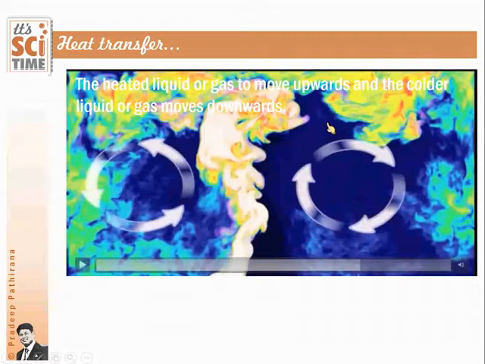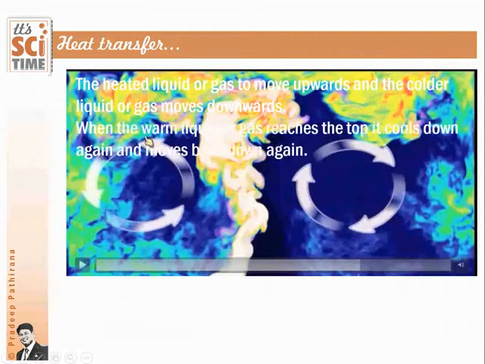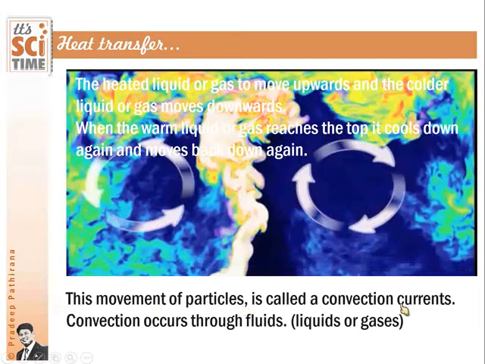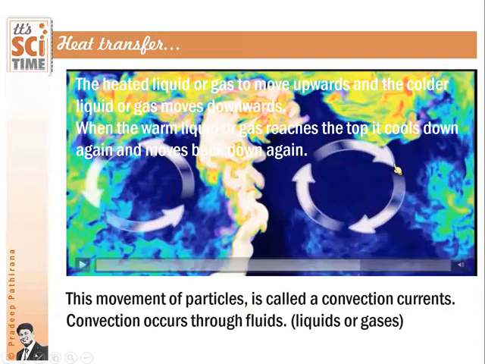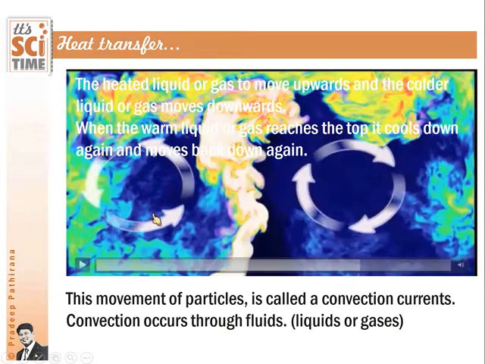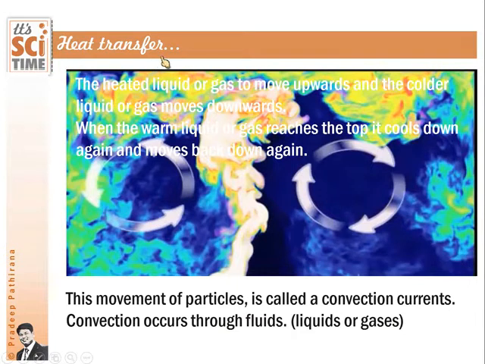The heated liquid or gas moves upward, and cold liquid or gas moves downwards. Hot ones go up, cold ones move down. When warm liquid or gas reaches the top and cools down, again they move down. So this movement of particles is called convection currents. Remember, this is convection currents. And convection occurs through fluids. Fluids means liquids or gases. It doesn't take place through solids. And this is the second method of heat transfer, the convection method.